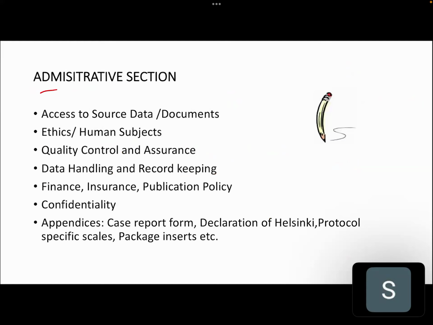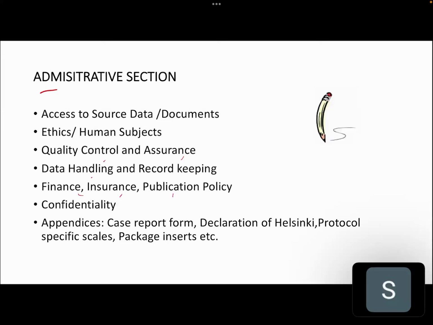Administrative section, very easy. Access to source document, ethics, quality control and assurance, data handling, finance and insurance, publication policy, confidentiality. These are administrative sections. Why am I running a little faster here? Because they are very much standard. If you are working within one organization, they're not going to change much. There will be a little change here and there, but they will remain the same.